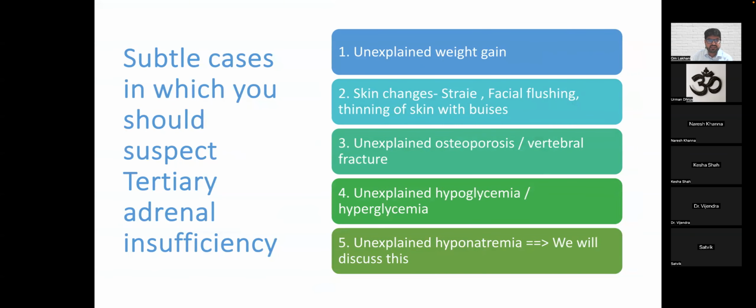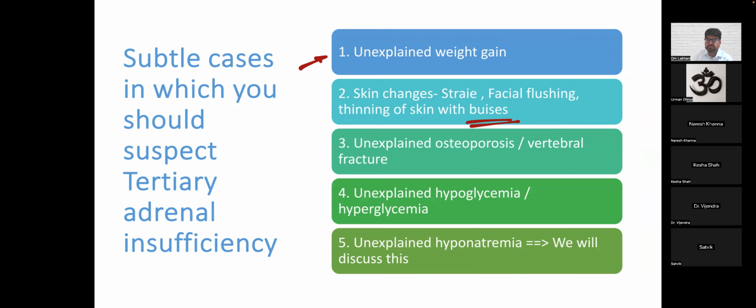Now, what are the subtle cases where you should suspect tertiary adrenal insufficiency? When you have unexplained weight gain, when you have skin changes, stria, facial flushing, thinning of skin with bruises. Sometimes, the patient has bruises at the site of blood collection. This is something we see very often. We in fact picked up a lot of cases with tertiary adrenal insufficiency with just this fact. They have bruises. They have unexplained osteoporosis or vertebral fractures. They have unexplained hypoglycemia or even hyperglycemia.